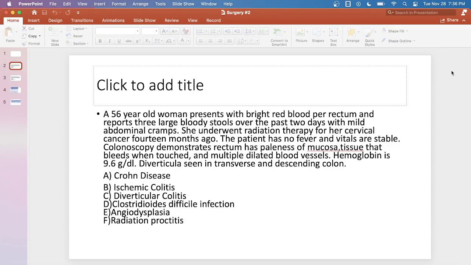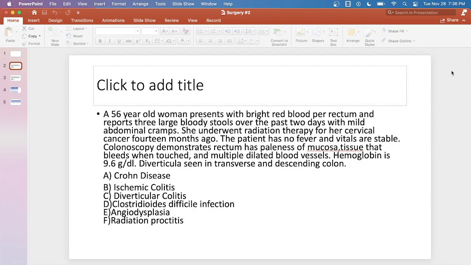Here we go. We have a 56-year-old woman who presents with bright red blood per rectum and reports 3 large bloody stools over the past 2 days with mild abdominal cramps. She underwent radiation therapy for a cervical cancer 14 months ago. The patient has no fever.